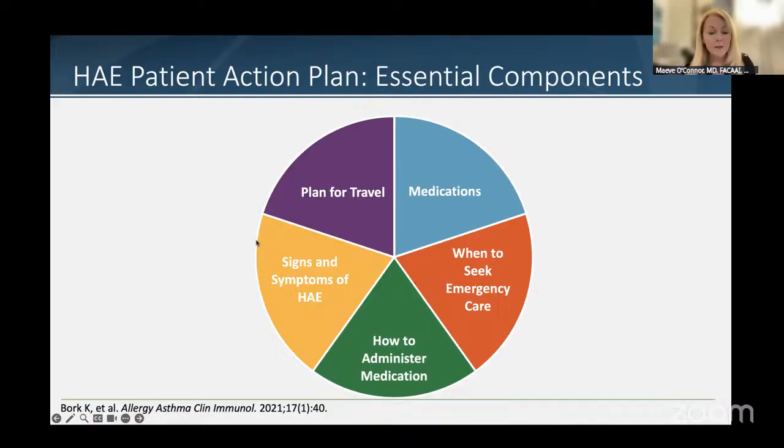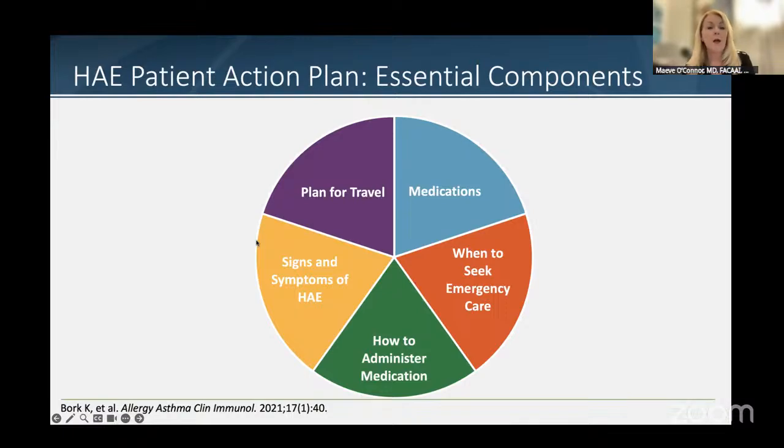Even in the technological age, everybody has a phone, everybody has a smart device. A written plan is still very important because depending on where the patient shows up, whether they are taking care of themselves and going to an emergency room or an urgent care, maybe they aren't able to communicate as well. Maybe they forgot their device. A written, clear plan is very important.